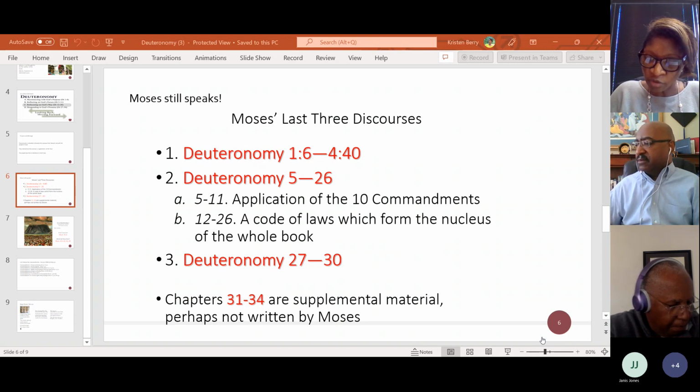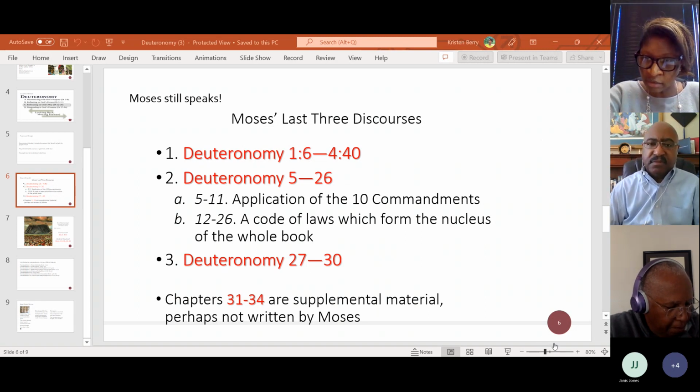If you have your Bibles open with you, students, if you see in chapter 34, verse 1, I just want you to see this in your mind's eye. Chapter 34, verse 1. Moses has done all of this wonderful work. And then it says, then Moses climbed Mount Nebo from the plains of Moab to the top of Pisgah, across from Jericho.